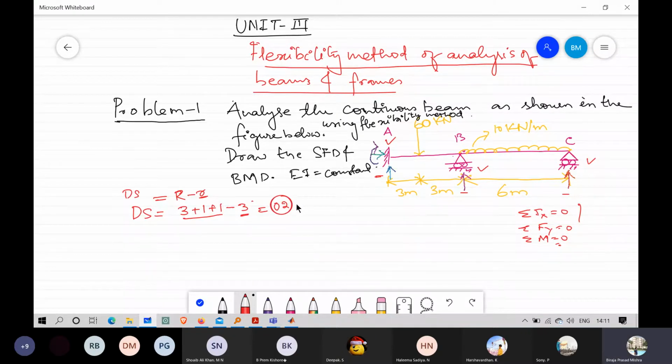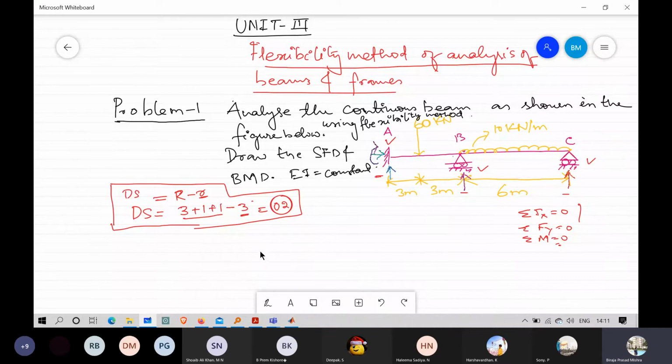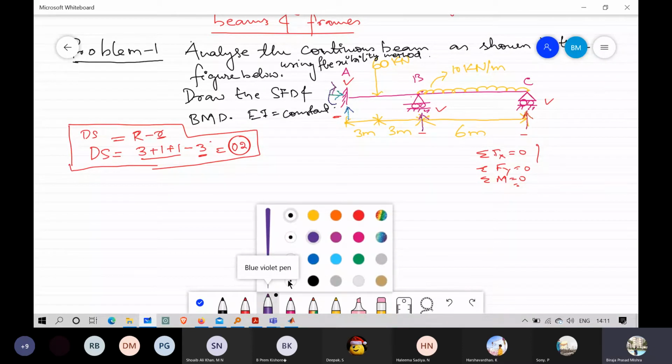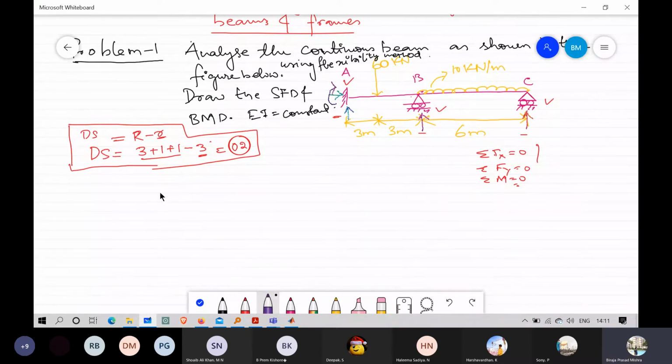Now we have to do something in this problem in order to solve it. Whatever we have done so far is your step 1. Before I go to step 1, I would like to tell some equations. So we have a flexibility equation, or flexibility relation, you can write this one.